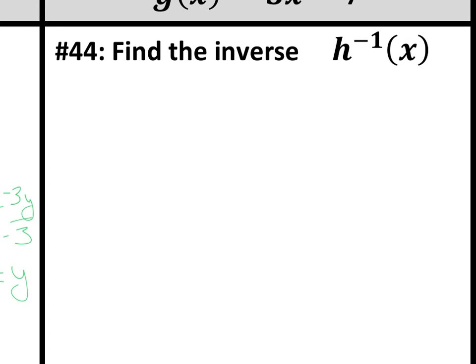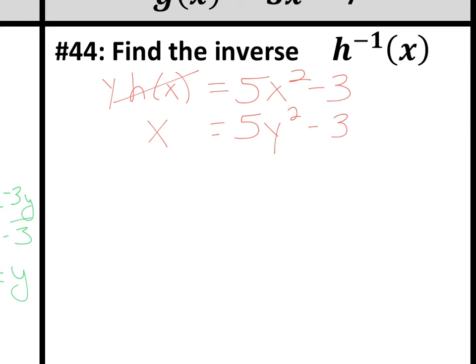44, find the inverse, h inverse of x. So this one, we are going to end up trying to get rid of an x squared, because our original problem is h of x, which is the same thing as y, equals 5x squared minus 3. Okay. Step 1, switch out the x and the y with each other. So x equals 5y squared minus 3.